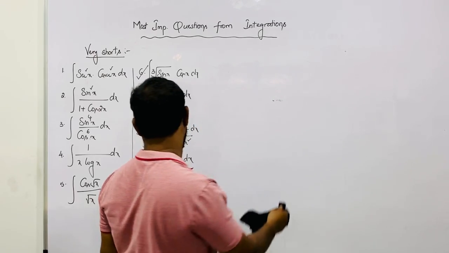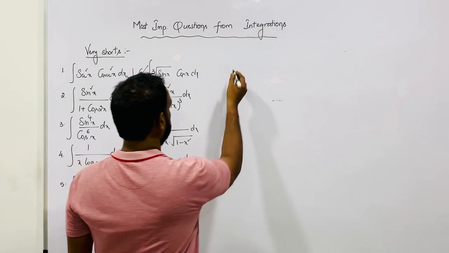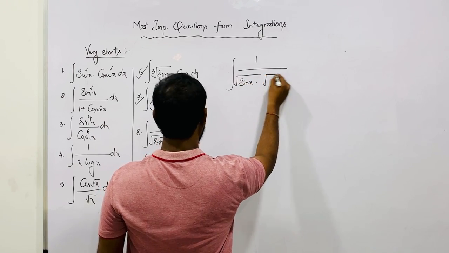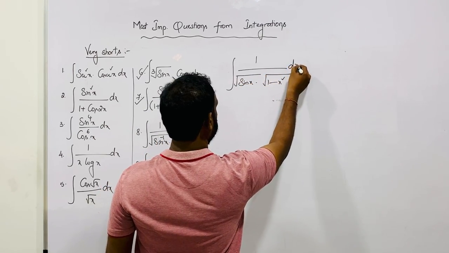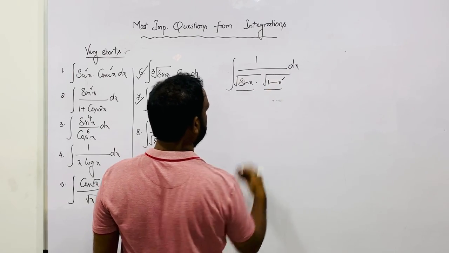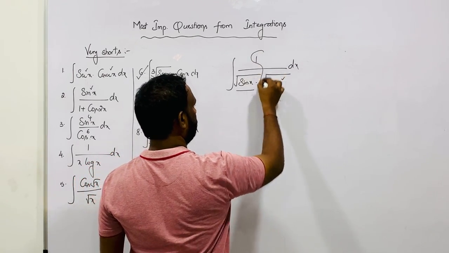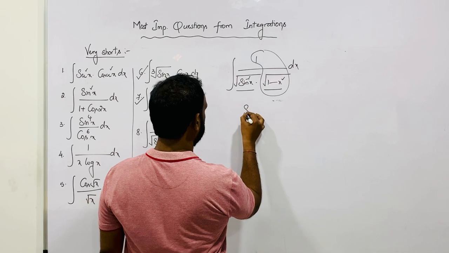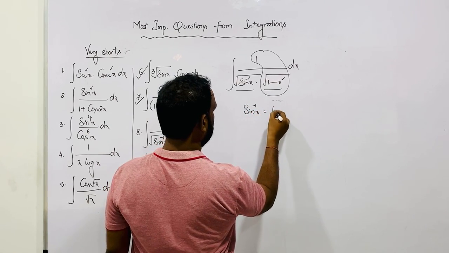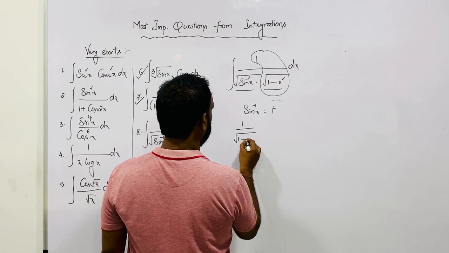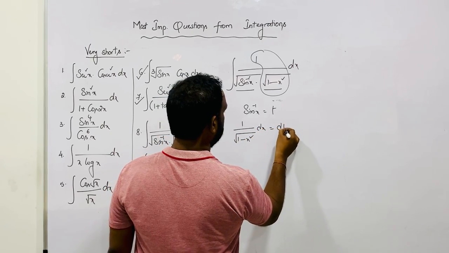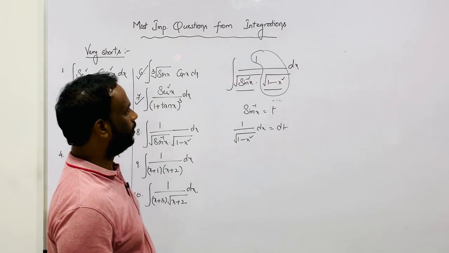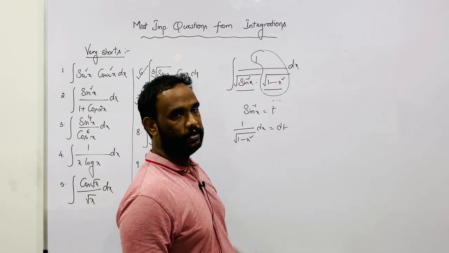Next comes another problem. Here, consider the integral of 1 by square root of sin inverse x into square root of 1 minus x square dx. Here also you have two functions. One is sin inverse x, another one is 1 by square root of 1 minus x square. We know that the differential of sin inverse x is 1 by square root of 1 minus x square dx, that is dt. So, by considering sin inverse x as t, the other function 1 by square root of 1 minus x square dx will be removed as dt.